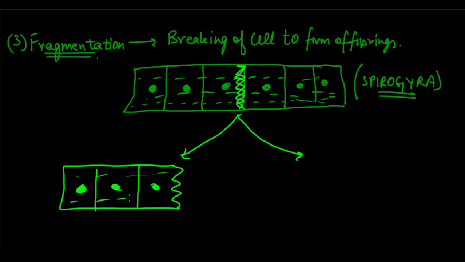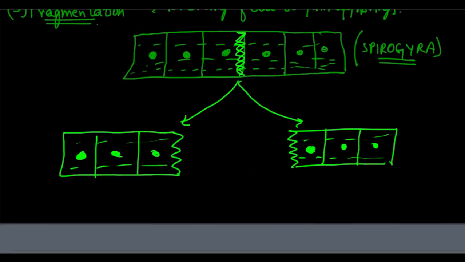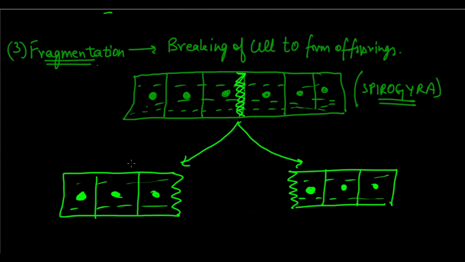so this is all one fragment, and there is another fragment here. So these are two fragments which are produced, and further on you will see that they will develop into full-fledged Spirogyra. So this is fragment 1, this is fragment 2.